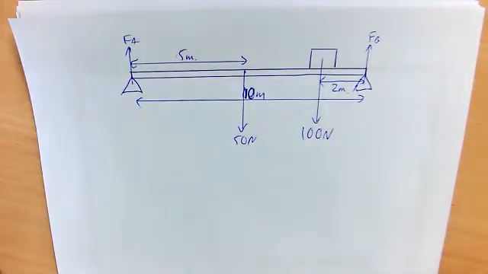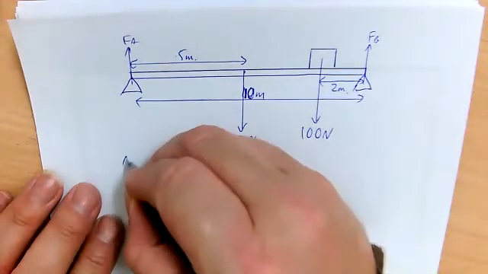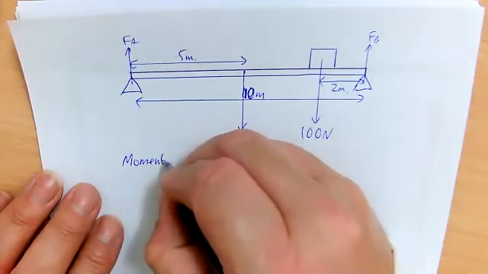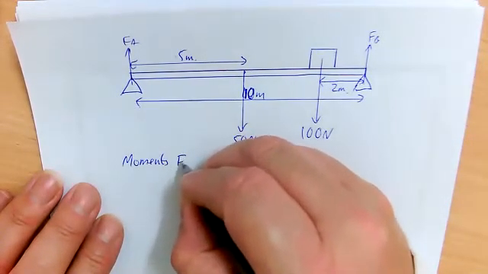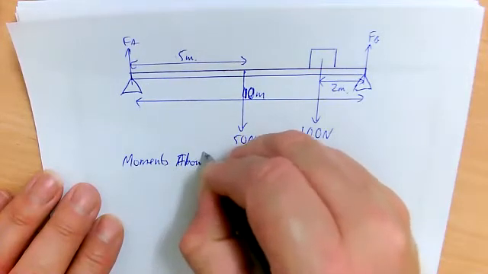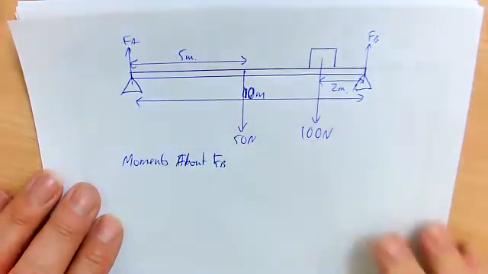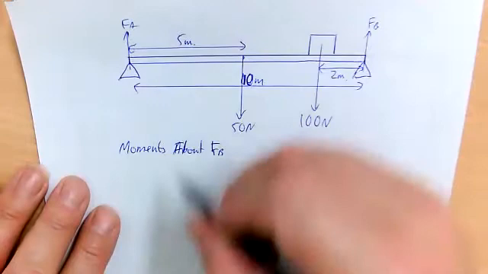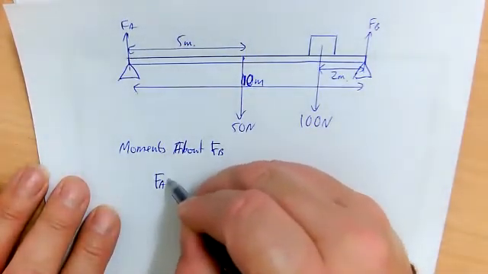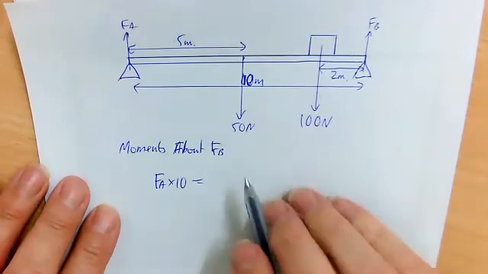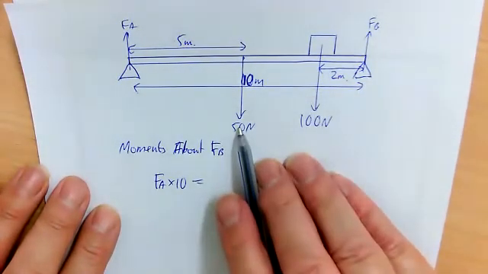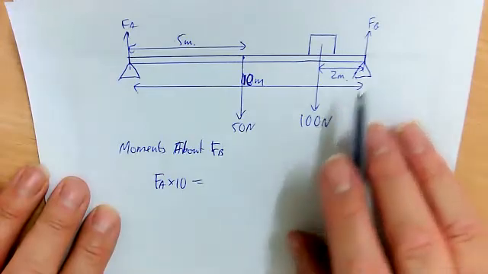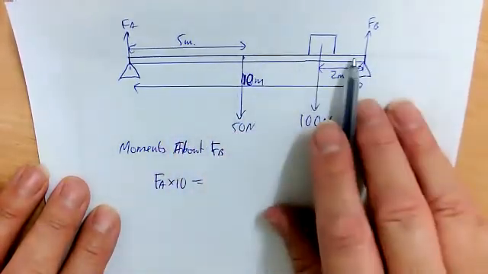Well, we pick one as being the pivot, and it doesn't matter at all which one you pick. So I'm going to take FB. The important bit is to say what you're taking the moments about. So if I take the moments about FB, I've got my clockwise moment coming from FA times 10 equals the anti-clockwise moment, which is from this force downwards and this force downwards. If that's 10, that's 5, that's going to be 5 as well.